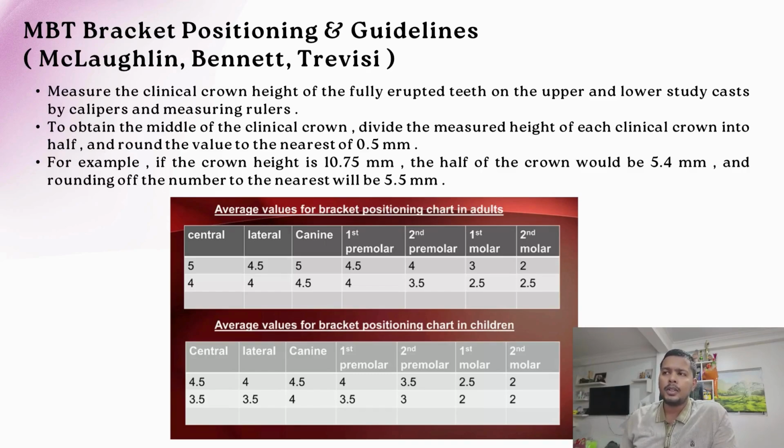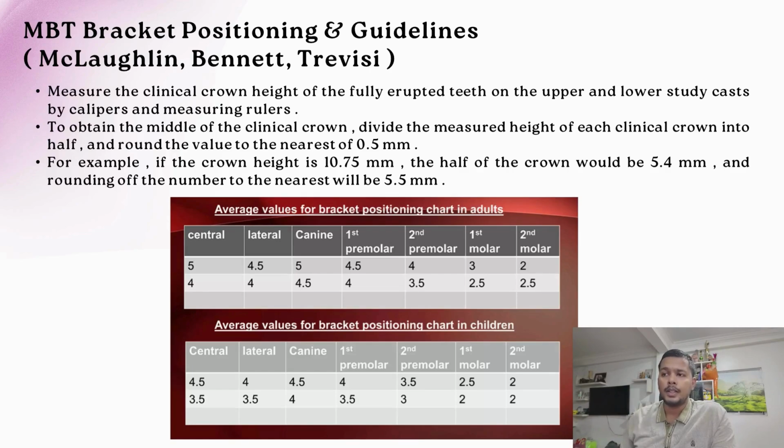If you look at the diagram, you can see the average values of bracket positioning in adults. For the central incisors, it's mostly 5 millimeters, for the laterals 4.5, for the canines 5 millimeters, for the premolars 4.5 and 4 millimeters, for the first molar 3 millimeters, and for the second molar it's a little bit shorter, 2 millimeters.